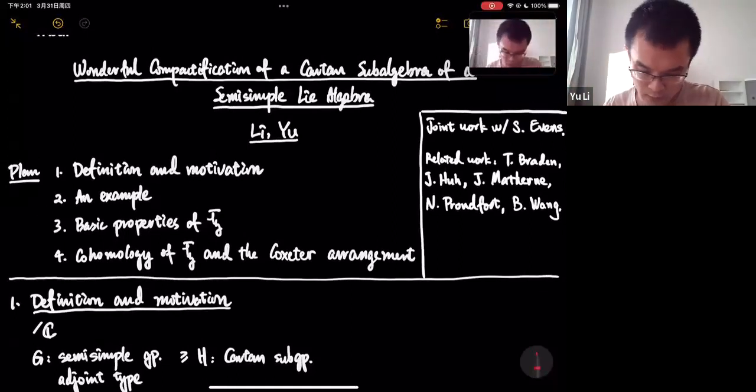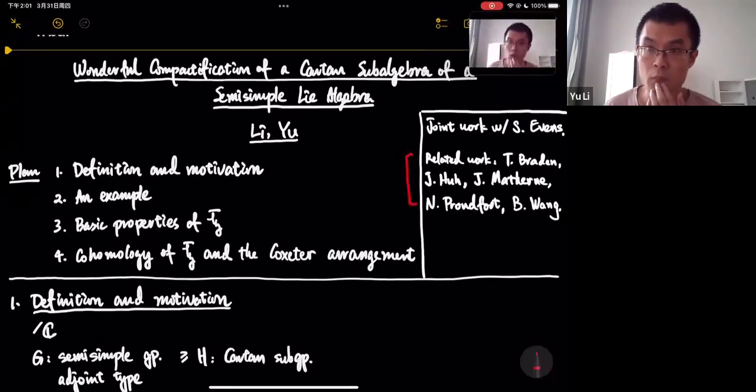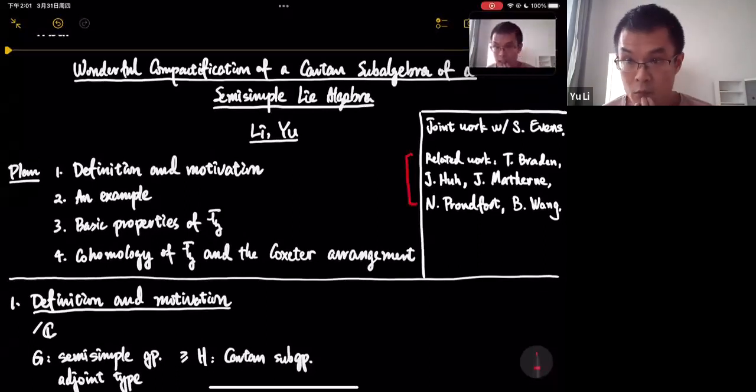Before I start, I should mention that last year I learned that there's a group of 5 people who wrote a paper on a combinatorial problem in which they introduced a variety which they called the Schubert variety, which turns out to be the same as our wonderful compactification.